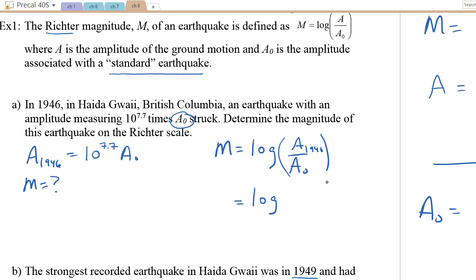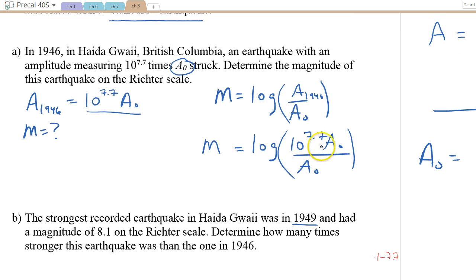Okay, so this particular one we're interested in is the one that was in 1946. Now that one is 10 to the power of 7.7 times the standard one, divided by the standard one. Okay, so hopefully you can see where this is going.